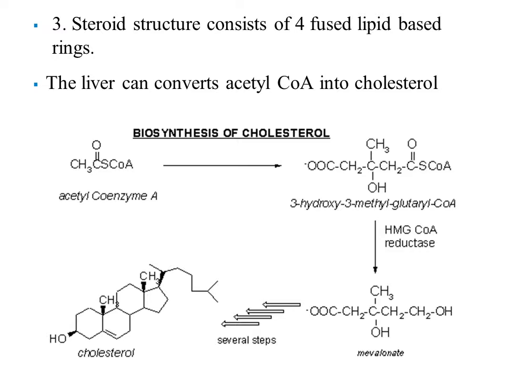The third type of fat that we will discuss is steroids. The steroid structure is very unique. It consists of 4 fused lipid-based rings. The liver can convert a sugar intermediate called acetyl-CoA into cholesterols. In the image below, I show you the several step process to achieve the formation of cholesterol.